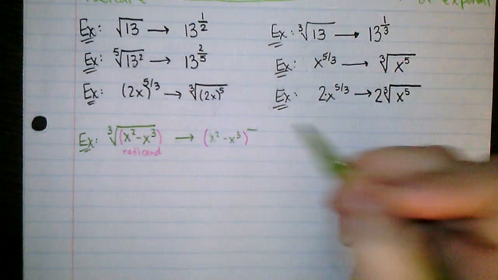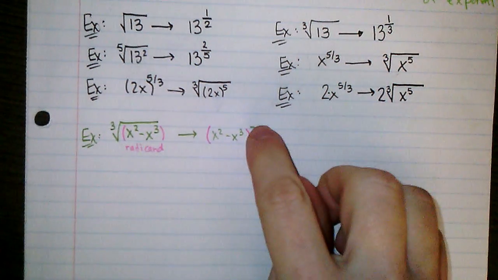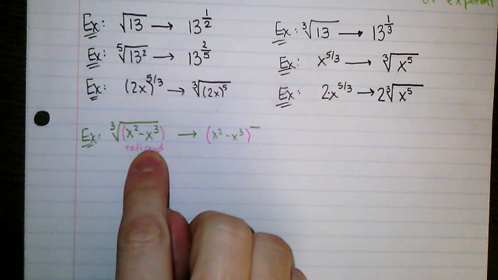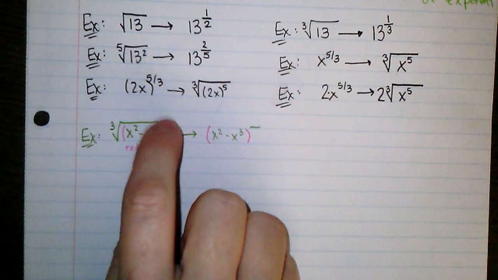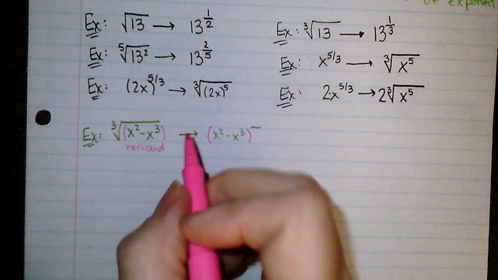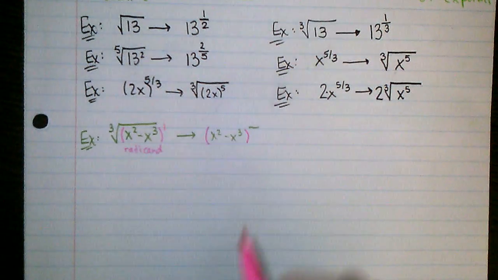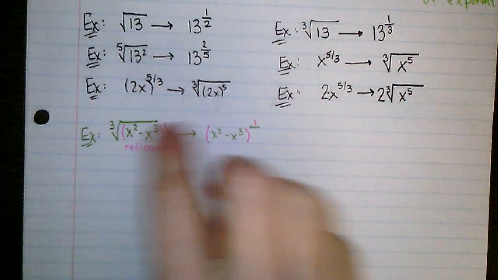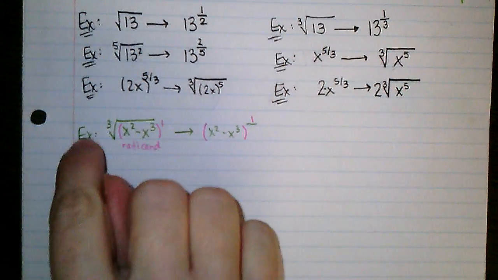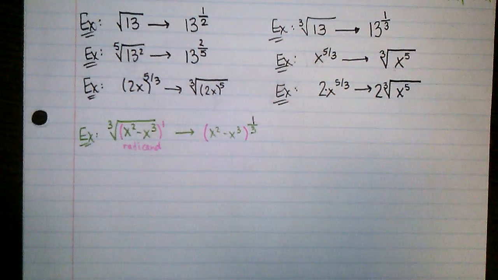And then I need a fractional exponent up here. So I need to know what is the numerator. The numerator comes from the power on my radicand. So what is this x squared minus x cubed raised to? Remember, if there's no power there, it's assumed to be a 1. So this is going to be to the 1 because of the power there. And then the denominator comes from the index of the radical. So it'll be to the 1/3 power.